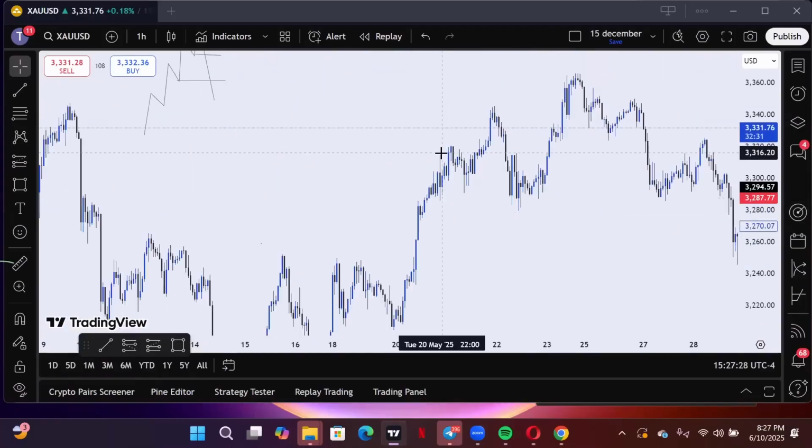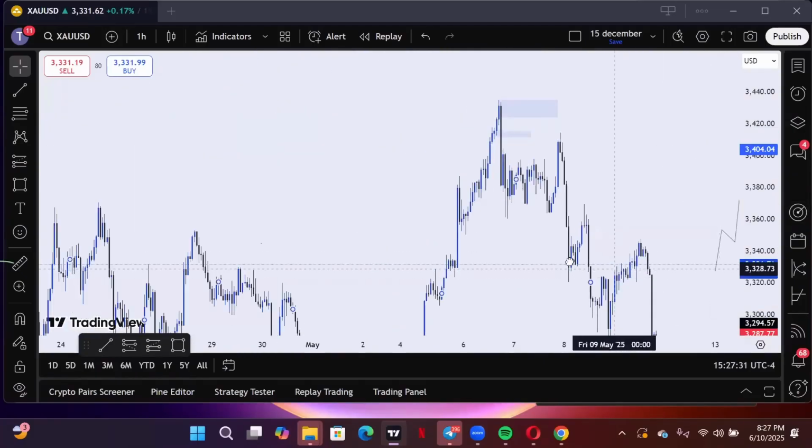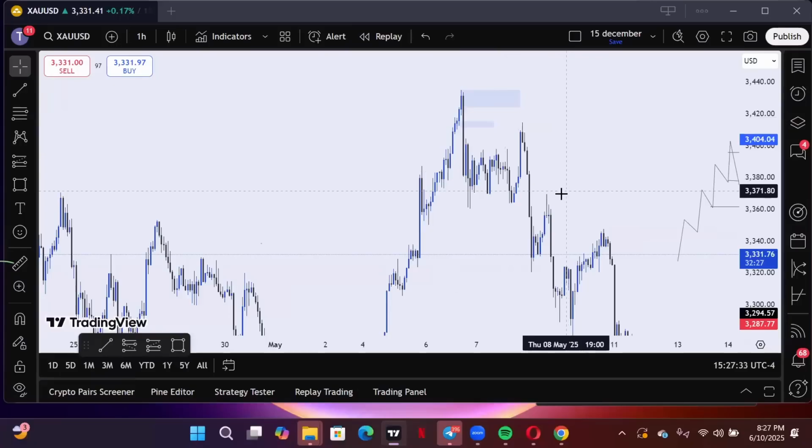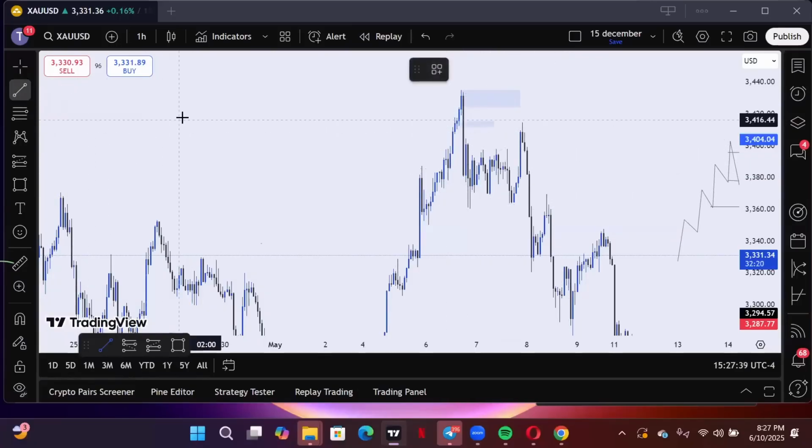Same as in this scenario. As the market did this market structure shift to the downside here, it closed there, and then the pullback that the market did was when it pulled back up here. That is our inducement.